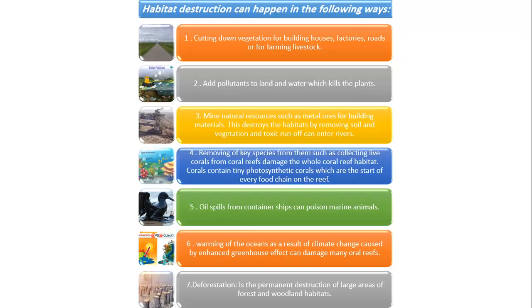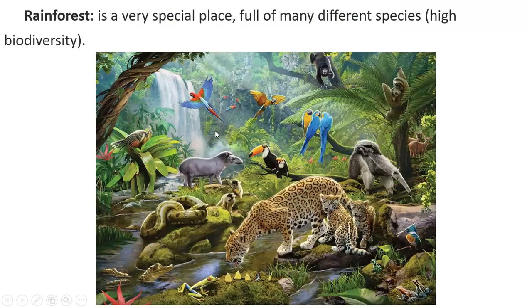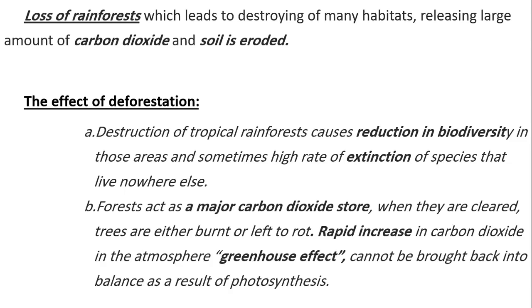Deforestation is one of the major problems in habitat destruction. As we agreed before, rainforests have the most biodiversity. So when we destroy forests by deforestation, which is the permanent destruction of large areas of forests and woodland habitats, this will affect the home of all of those animals. So again, rainforests are very special. It is a very special place that is full of different species. It has high biodiversity. Loss of rainforest will lead to the destruction of many habitats, releasing a large amount of carbon dioxide and also causing soil erosion.